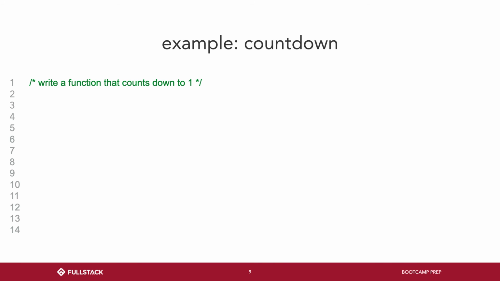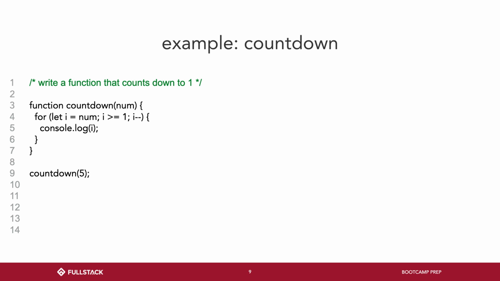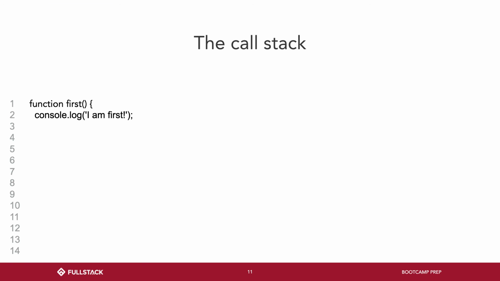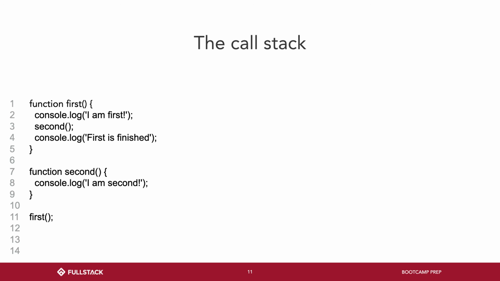So, write a function that counts down to 1. This is the easier way to do it: we do a for loop, like I showed you before, and we loop down from that number until we hit 1, so 5, 4, 3, 2, 1. We console.log that number inside the for loop. Oh, this slide is out of order, my bad. Pay no attention to what I was just talking about.